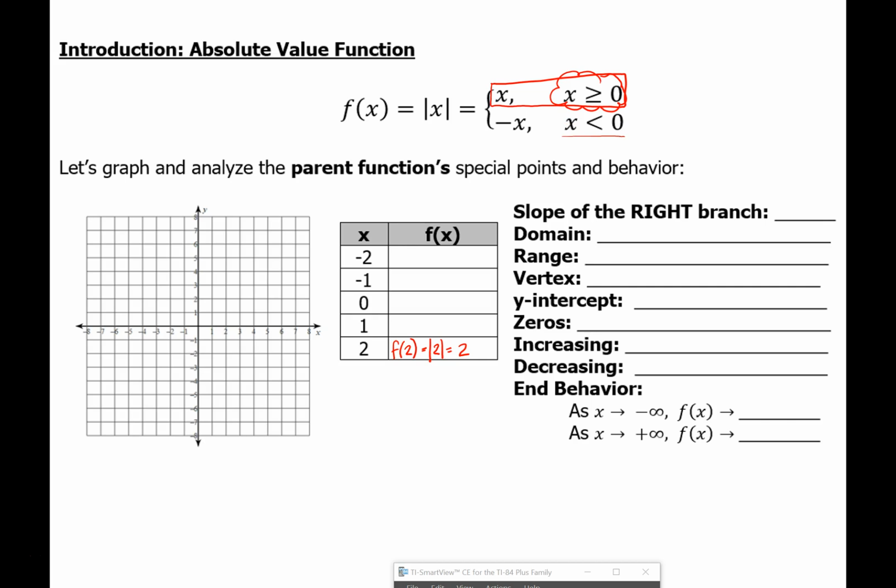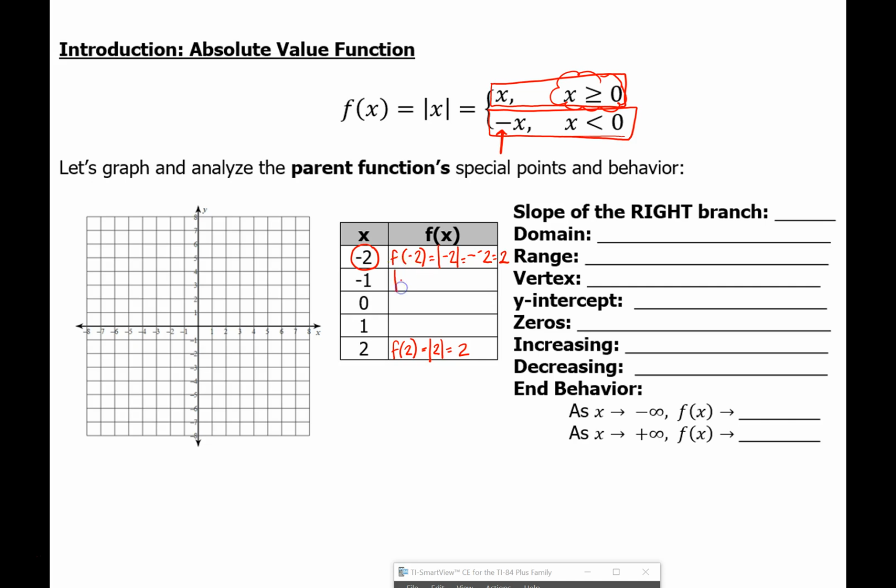The other piece is that if I put in a number that is less than 0, so a negative number, then it's going to take the negative of whatever that number is. So if I put in -2 this time, so if I find f of -2, that means I'm taking the absolute value of -2, which means I'm using this piece of my piecewise function, which means it's negative from the rule, negative of -2 from my input. And the negative of -2 is just +2.